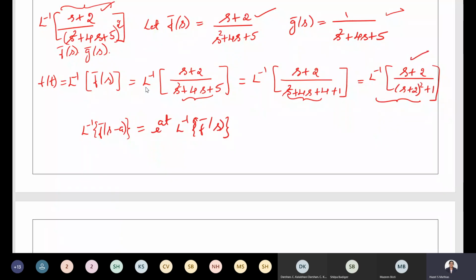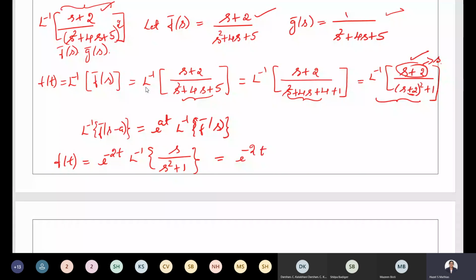According to that, what will f of t be? Here, in place of a we have minus 2, so this can be written as s minus of minus 2. So the a value is minus 2, which gives e to the power minus 2t into L inverse of, wherever s plus 2 is there, replace it by s. So we get s/(s²+1). This is nothing but e^(-2t) into cos t, since the inverse Laplace transform of s/(s²+1) is cos t. So we have found f of t.